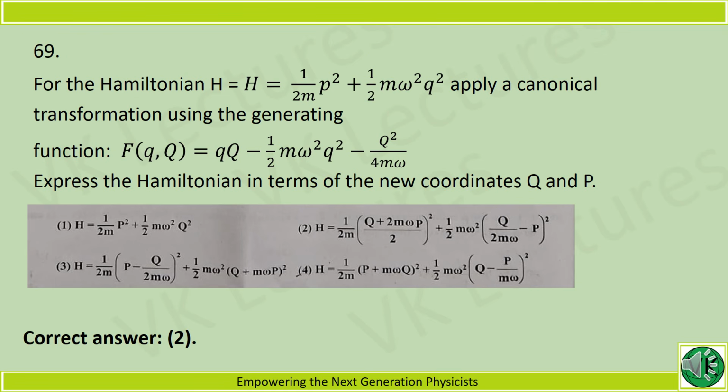For the Hamiltonian, H equal to p square by 2m plus half m omega square q square, apply a canonical transformation using the generating function. The generating function is given here. Express the Hamiltonian in terms of new coordinates q and p. The correct answer is option 2.